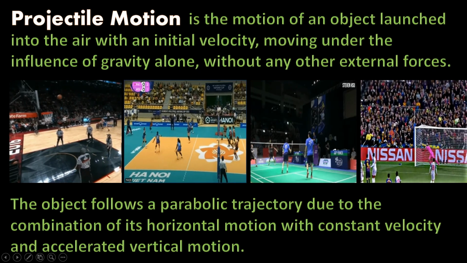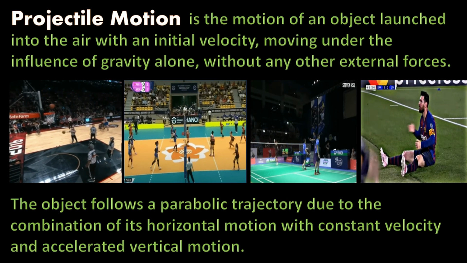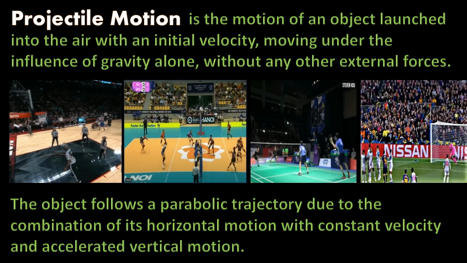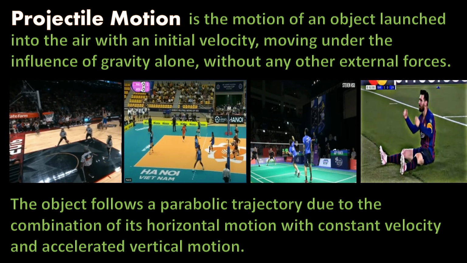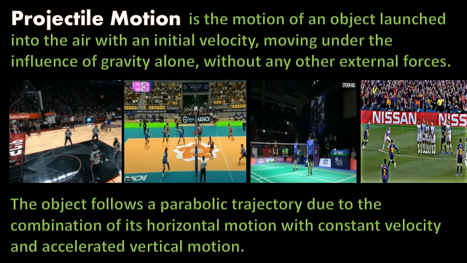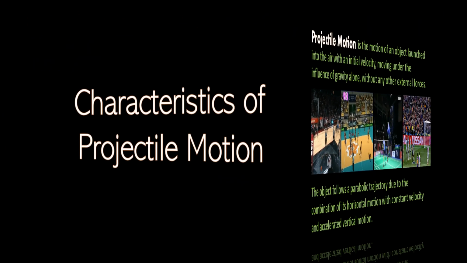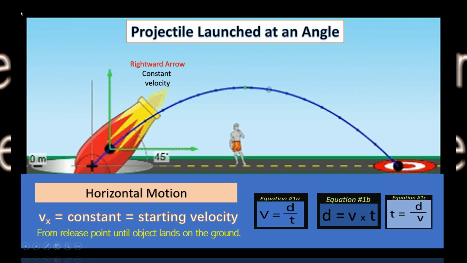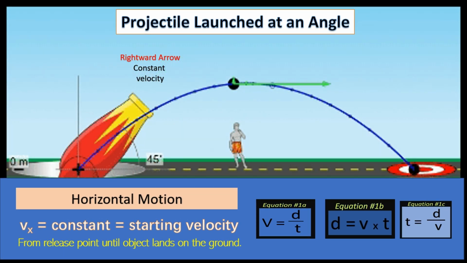In reality, the force of gravity is always present, and there are other factors that affect the motion of an object, like its spin and air resistance. Projectile motion always assumes the absence of these factors, so that we can predict and calculate motion quantities. In order for us to solve projectile motion problems, we need to understand the characteristics of its horizontal motion and vertical motion. Let us start with its horizontal motion.